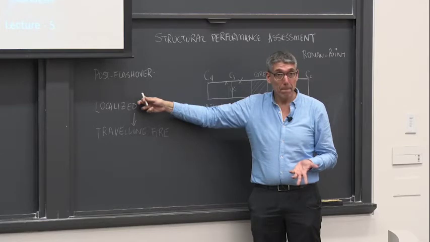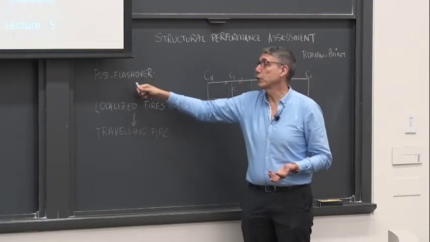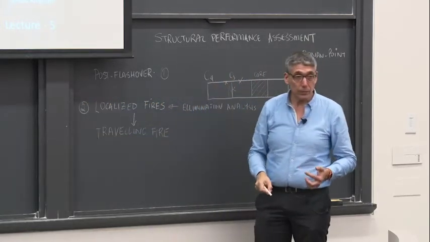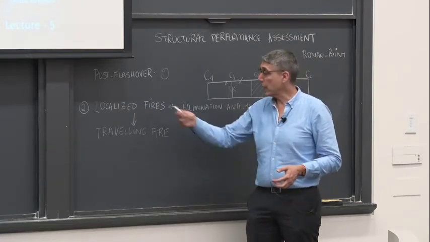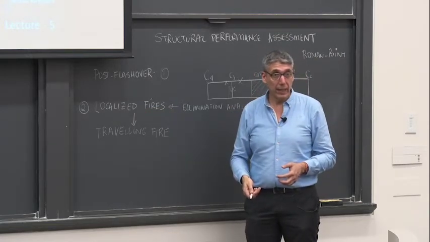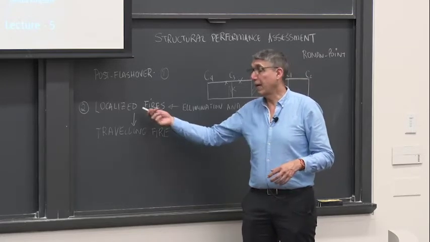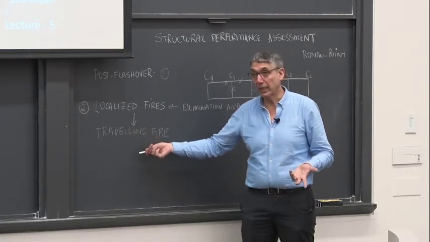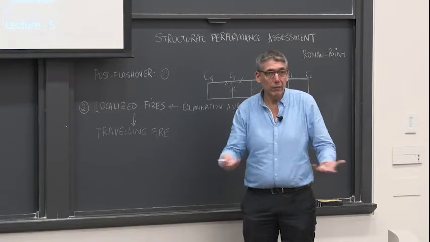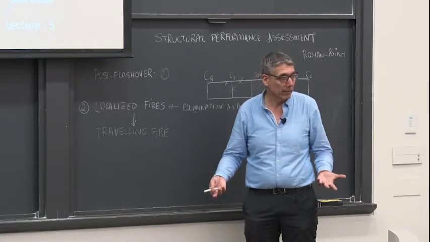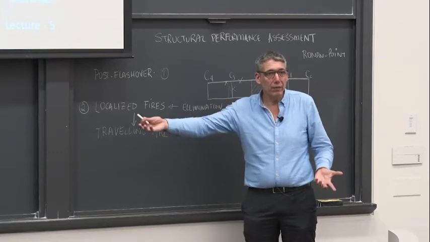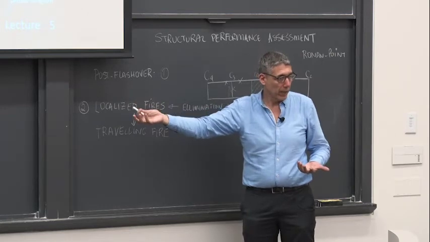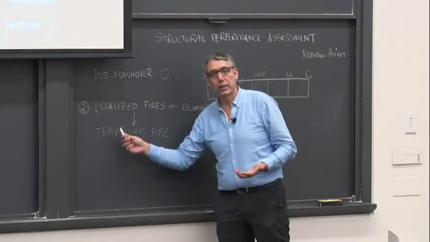Yep. So effectively, if I do my post-flashover fire, number one, and I do my localized fire, number two, establish the level of damage, and if the level of damage is minor, then I really have no problem. If the level of damage is large, I still don't need to do the traveling fire because I have to change something. Okay, if I know that that fuel load is creating massive damage on the structural elements, there is no point in me doing the traveling fire because I know I'm going to be doing this sequentially. So eventually the building is going to be destroyed. Is that okay? So it is never really necessary to do this.